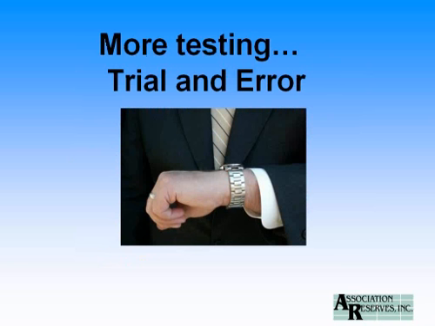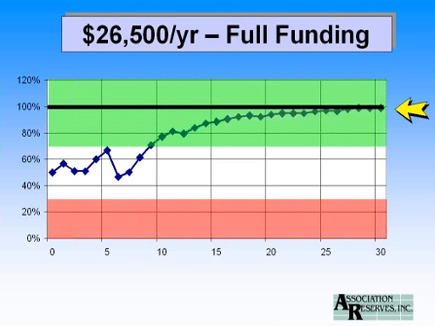Now, I did a few minutes in preparation doing some testing with this analysis, gradually adjusting the contribution rate higher and higher, looking for a funding plan that would gradually push the association up to the 100% funded level. And here you can see the results. Tweaking the contributions up to $26,500 per year put the association on a path towards full funding.